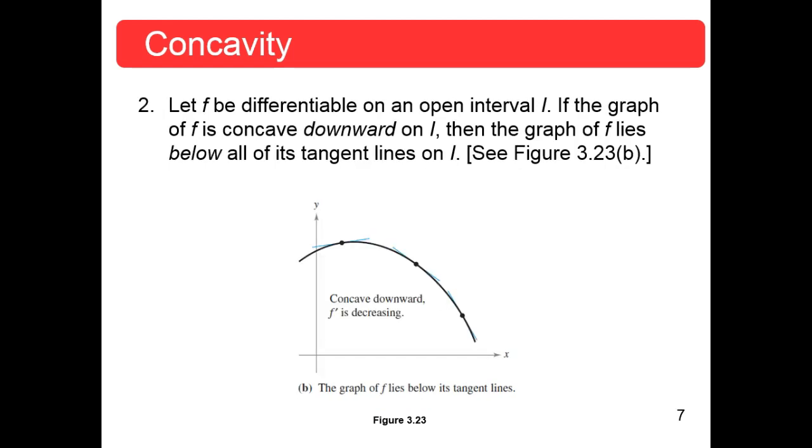Let f be differentiable on the open interval I. If the graph of f is concave downward on I, then the graph of f lies below all its tangent lines, always below it. That means it's concave downward. Maybe I'll start thinking in those terms. I never would have thought of that before.